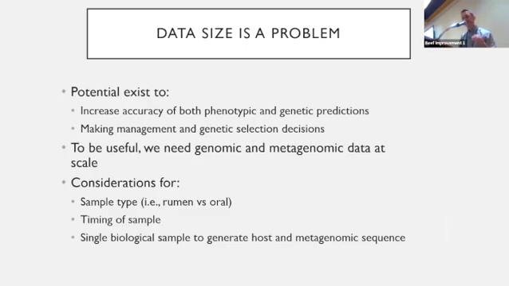With these kinds of projects, data size is a problem, all right? And I think there is opportunity to improve genetic predictions and also phenotypic predictions to inform management decisions by contemplating host genetics and metagenomics at the same time. But to do that, we need both at scale, and so costing becomes an issue.